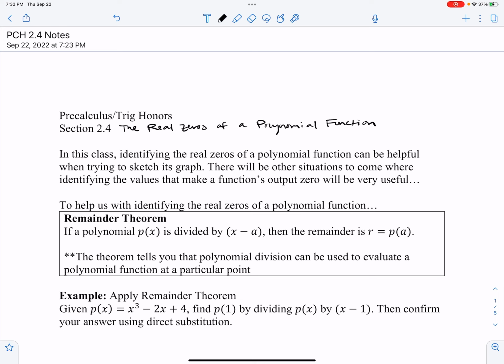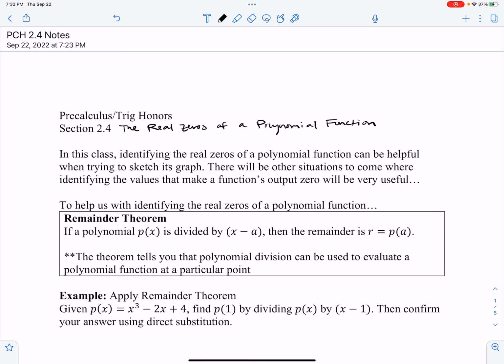And from there, that along with end behavior can give us an idea of what the sketch of the graph of a polynomial function looks like. There are other situations that we'll come upon, this year as well as next year, where it will be useful finding the values that would make a function's output 0. So just kind of another skill that we are adding to our toolbox.